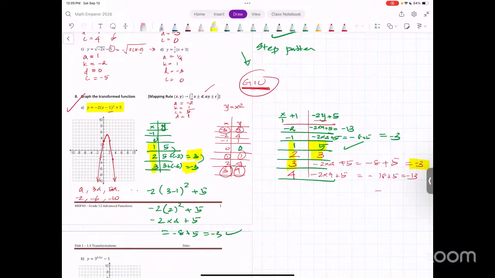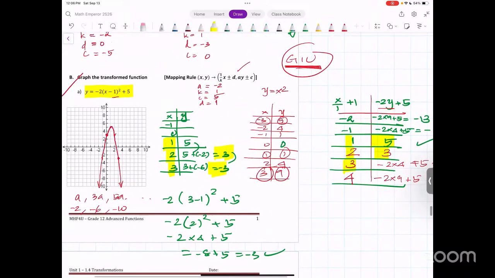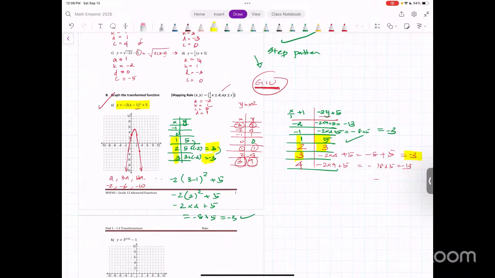The only point I'm not seeing that working out is my minus 2, I got minus 13. Well, I don't have a minus 2. It makes sense. That's my math. It's all good. Are you guys following that? We got the same points. 1, 5, we already drew it. 2, 3, I already drew it. 3, minus 3, I already drew it. 4, minus 13, I already drew that. We don't need this point because it doesn't fit.